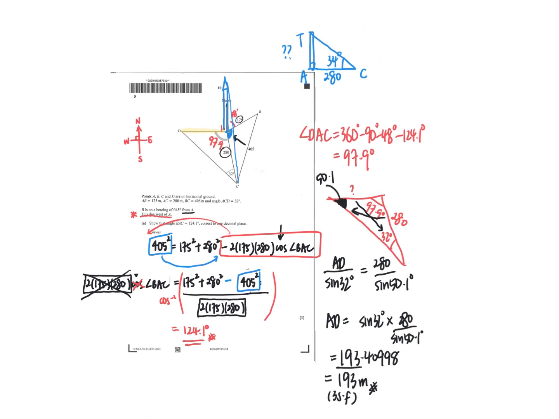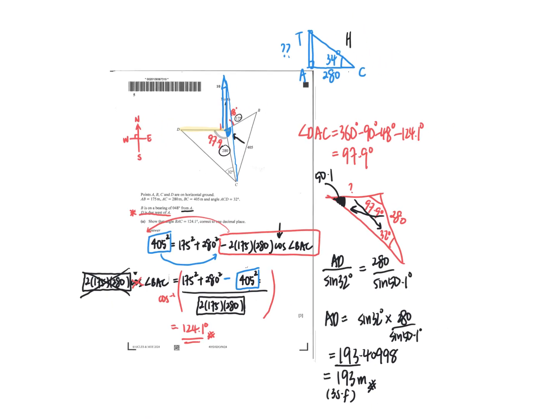So when you look at it, if we want to find the angle of elevation from B, we still need to go and find the height of this vertical mast. Okay, so tangent 34 degrees is AT over 280. So the height AT is 280 times tangent 34 degrees. So now I found out the height.